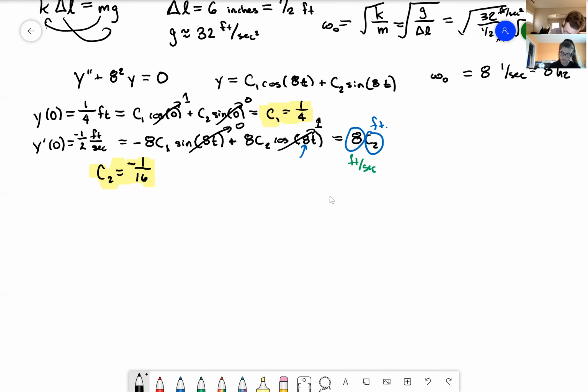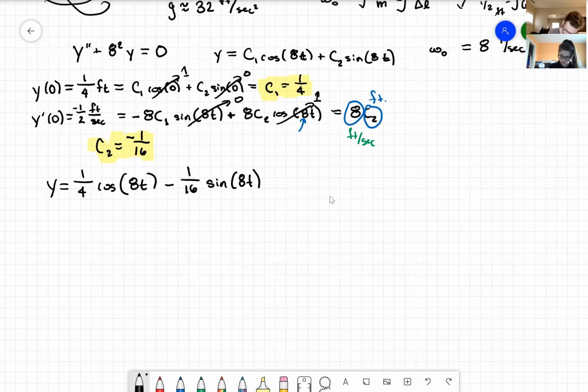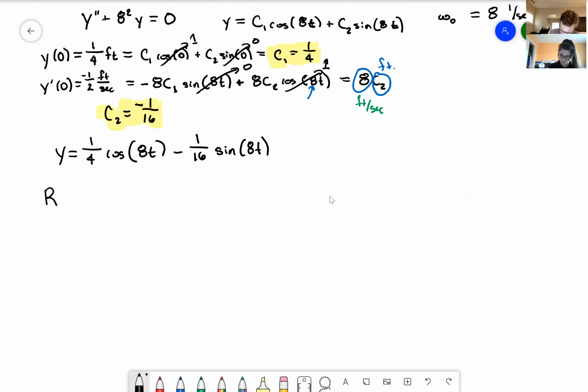Next step: 1/4 cosine 8t minus 1/16 sine 8t. Now, once we have this, we want to take this and transform it into the phase angle form or the phase shift form. And in order to do that, we'll just compute what our r is and our phi.